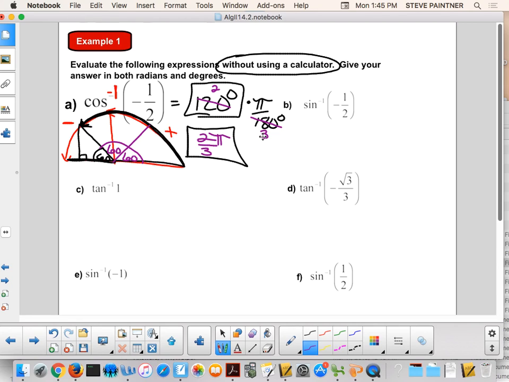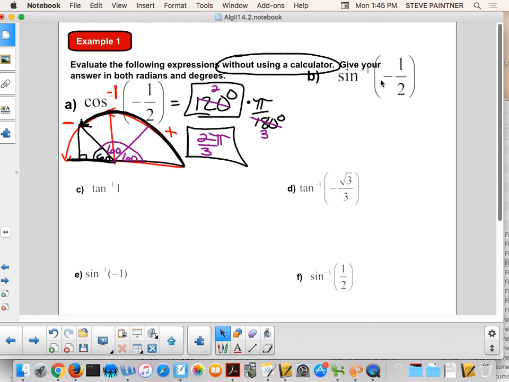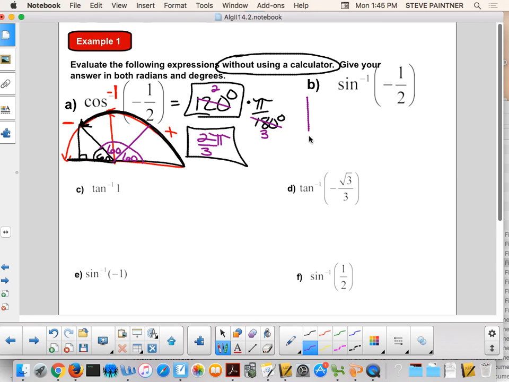Next one is what? Sine of negative 1/2. Okay, negative 1/2. Okay, so put that over here. Now, what angle will give you this? Well, first you should start out by saying, where is sine defined? Sine is defined here for positive ratios. Here for what? Negative ratios. You have negative. You're in what quadrant? Fourth. You're in the fourth quadrant.